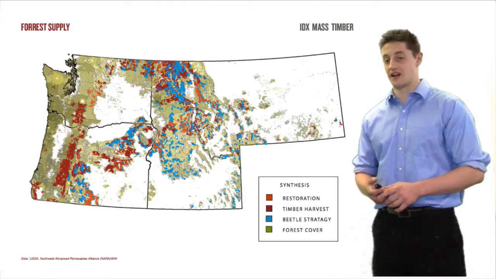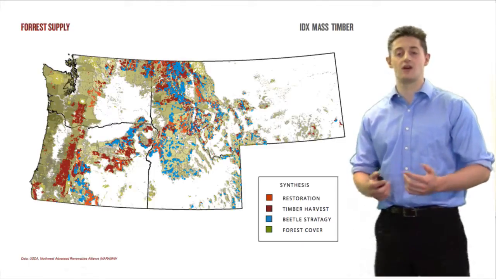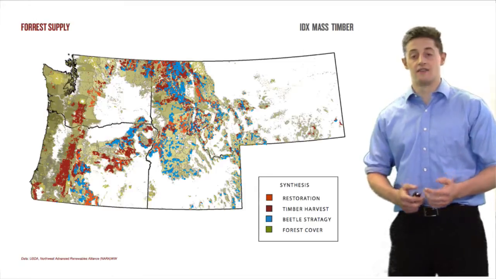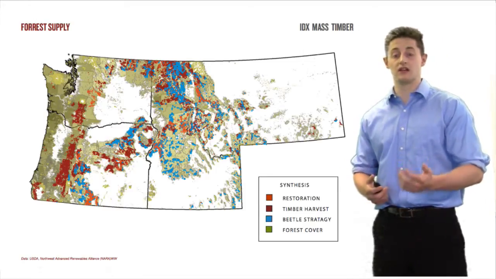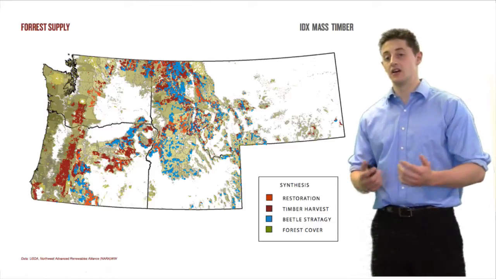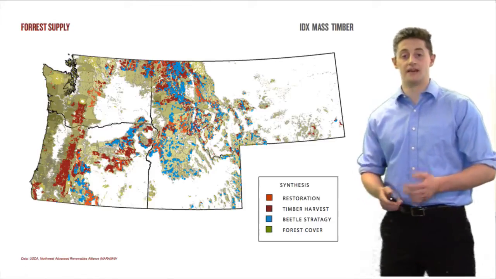And really the big takeaway from this map is the fact that there's a great amount of lumber and forest that we could utilize as supply. And so supply really isn't a huge issue for us in this supply chain.